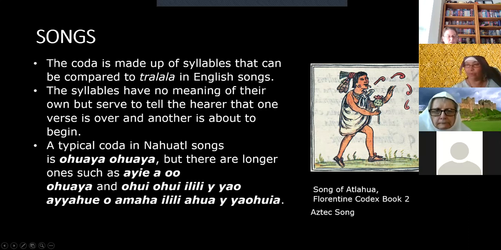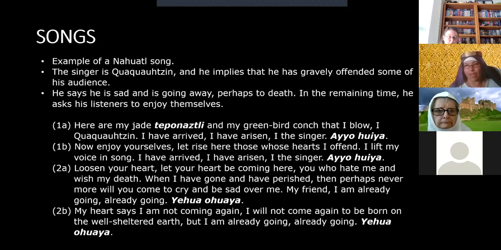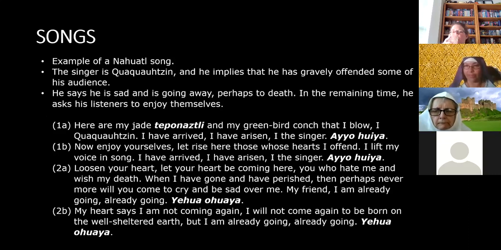This example is taken from the Florentine Codex, Book Number 2, the painting, the drawing. Over here, I just added an example of a Nahua song, and again, the singer is implying that he has gravely offended some of his audience, but he is sad and he's going to go away, perhaps to death. But in the remaining of his time, he asks the listeners to enjoy themselves. I'm not going to go over the song, but you have it there if you want to read it.